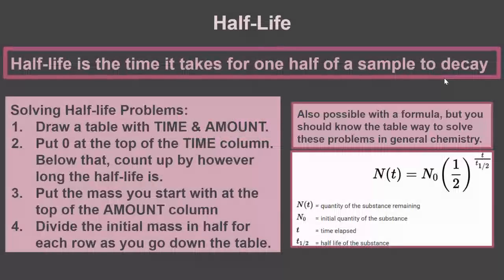A half-life is the time that it takes for one half of a sample to decay. And when we're solving half-life problems, we will use the method of making a table. We'll draw a table that has time and amount, and we'll put a 0 at the top of the time column. Then we'll count up by however long the half-life is. Next, we'll put the mass that you start with at the top of the amount column, and then we'll divide the initial mass in half for each row as you go down the table.